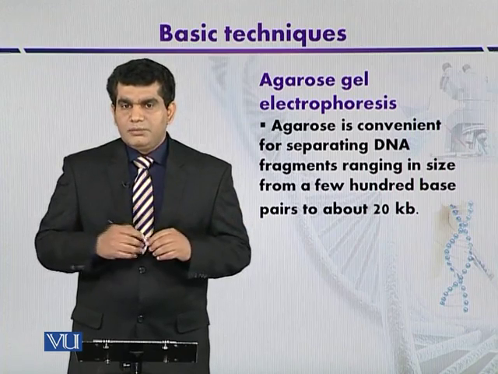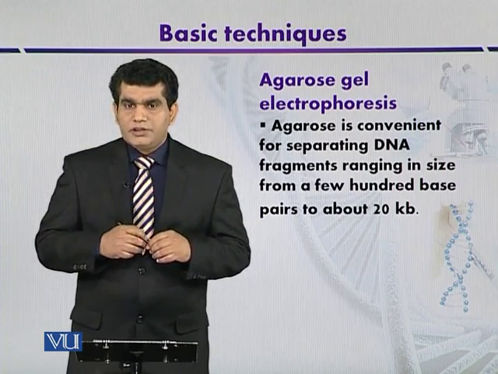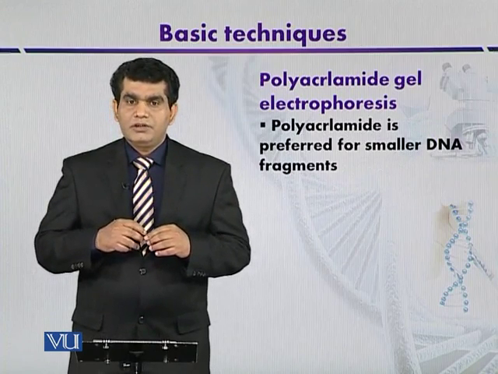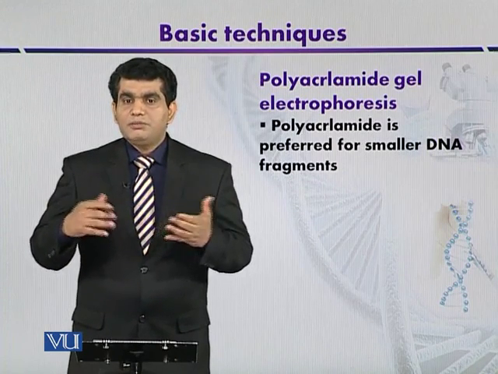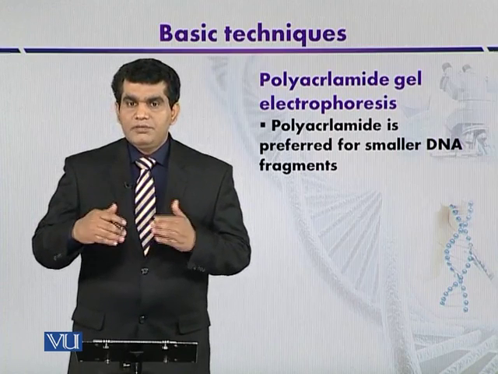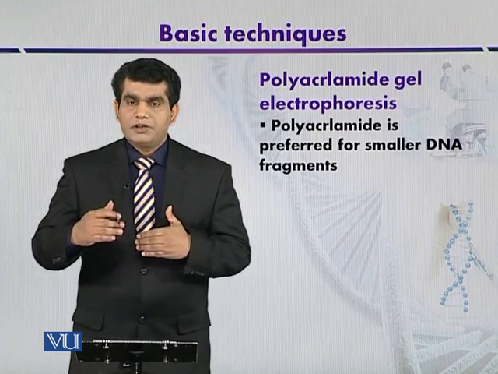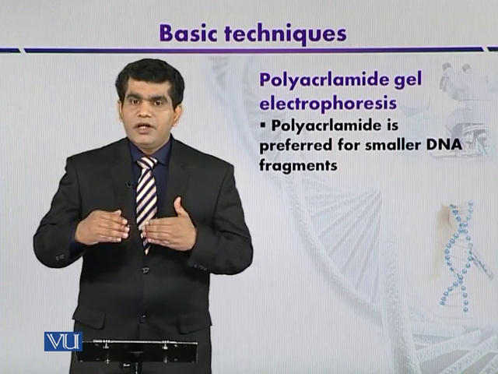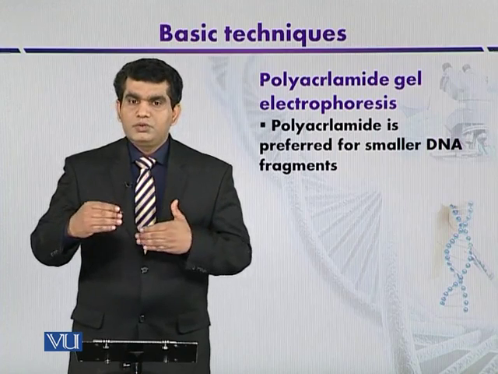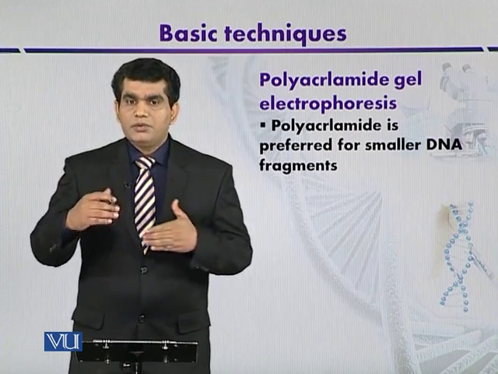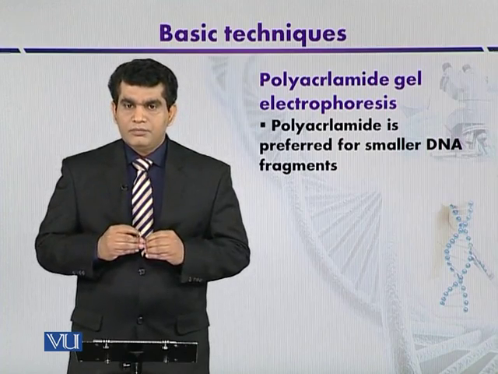Then there is another type of gel electrophoresis, polyacrylamide gel electrophoresis, and this gel is mainly preferred for smaller DNA fragments. It is also used to isolate protein molecules. When we are using agarose to separate DNA fragments, it is very important to adjust its concentration.